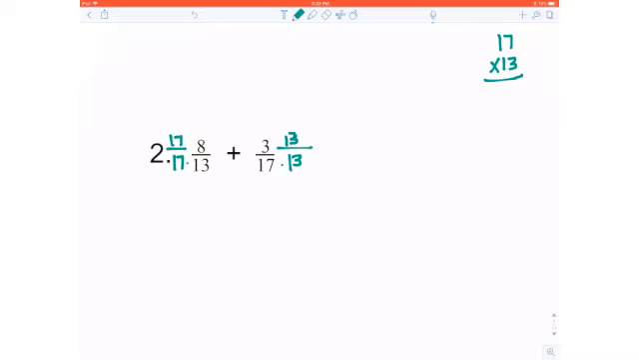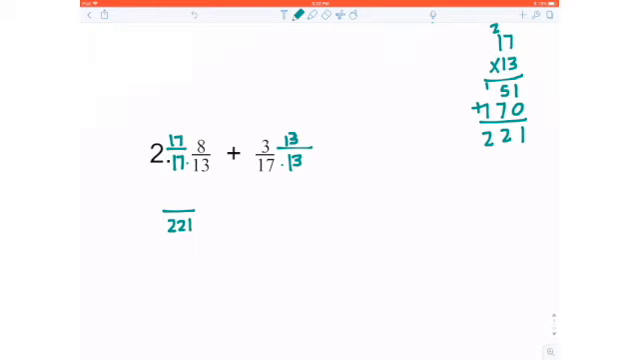So 17 times 13. 3 times 7 is 21. So we're going to put a 1 and carry the 2. 3 times 1 is 3, plus 2 is 5. We're going to put that placement 0. 1 times 7 is 7. 1 times 1 is 1. So now let's add these together. 1, 5 plus 7 is 12. Carry the 1. 1 plus 1 is 2. 221. That is my denominator.